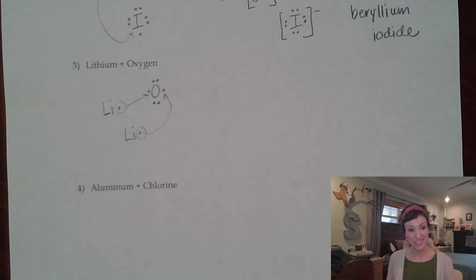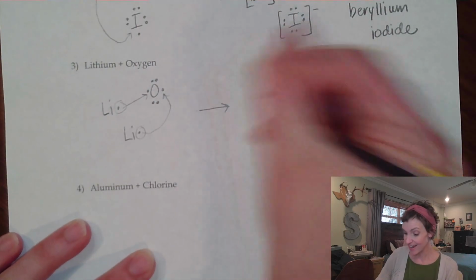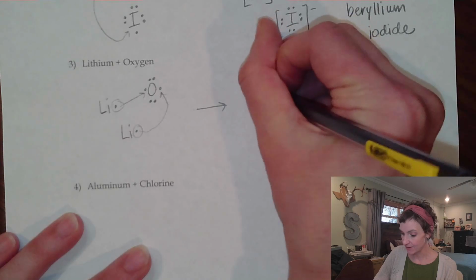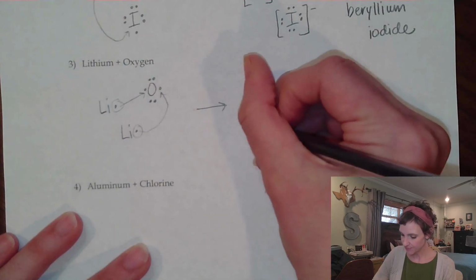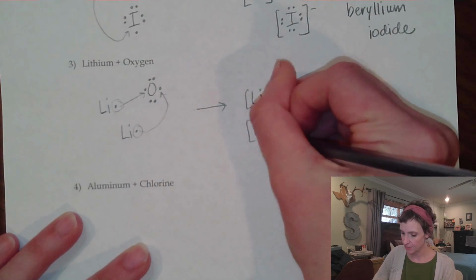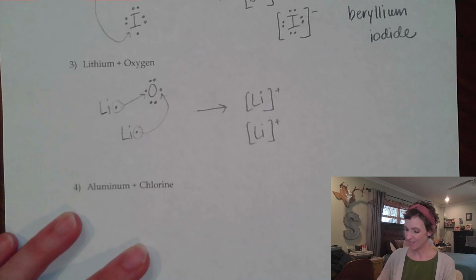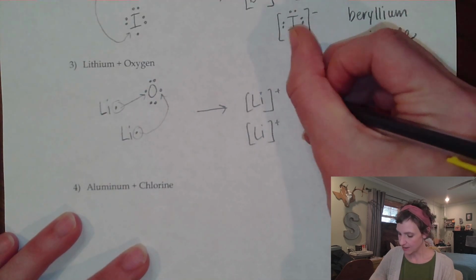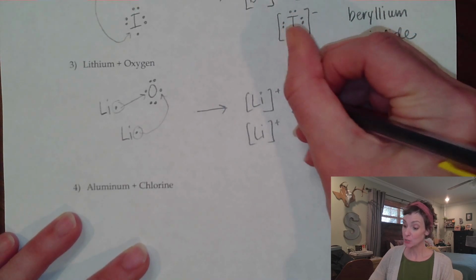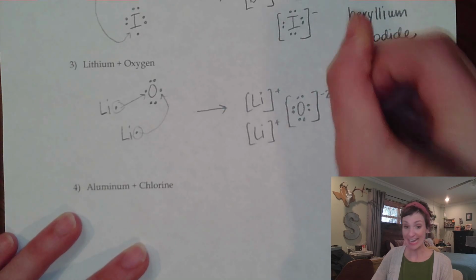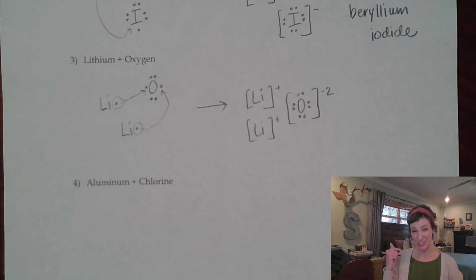So maybe if I ask lithium and oxygen to bond together, I got to have 2 lithiums for every 1 oxygen. So the result of that ionic bond is we're going to have 2 lithiums, each with a positive charge, because they each have lost 1 electron, right? And then we're going to show oxygen. And oxygen is going to have a -2 charge because he gained 2 electrons from each one of the lithiums.